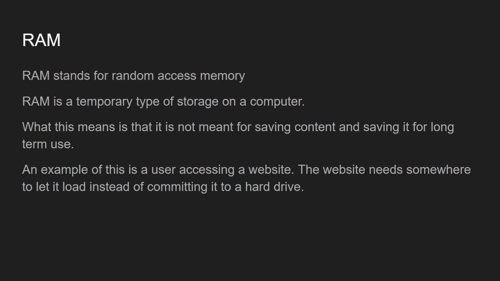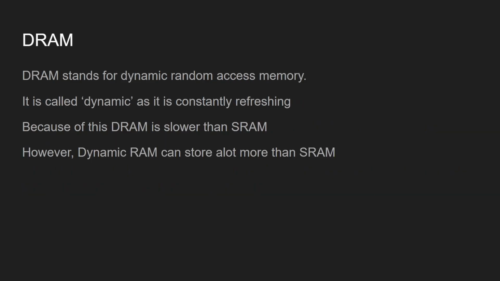RAM stands for random access memory. RAM is a temporary storage type on a computer. What this means is that it's not meant for saving content for long-term use. An example of this is a user accessing a website. The website needs somewhere to load instead of committing to the hard drive. So essentially, as soon as you turn the website off, it disappears. The RAM is what loads everything, and the data is stored in the RAM, but not to be saved.